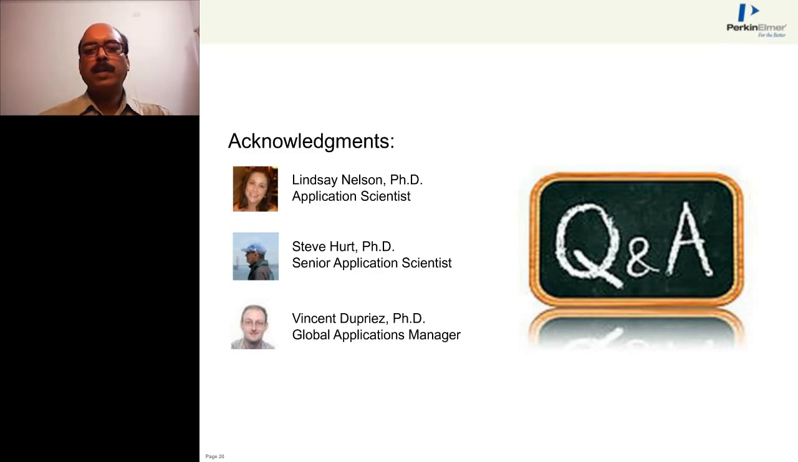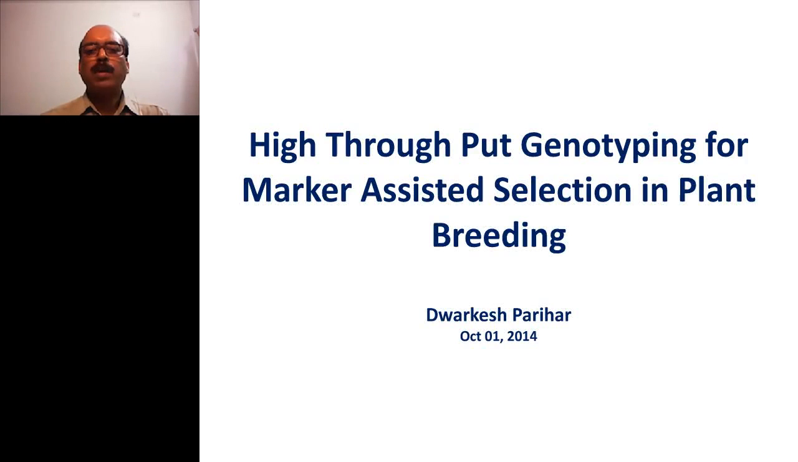Good morning, ladies and gentlemen. This is Dwarkesh Parihar. I'll be talking about application of high-throughput genotyping for marker-assisted selection in plant breeding. This is something which is quite useful in almost all types of trait introgression or any gene linked to a marker and introgression of such a gene.